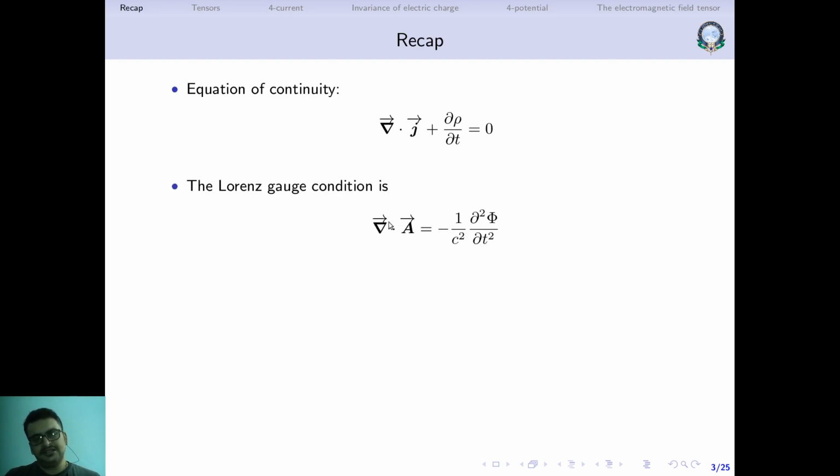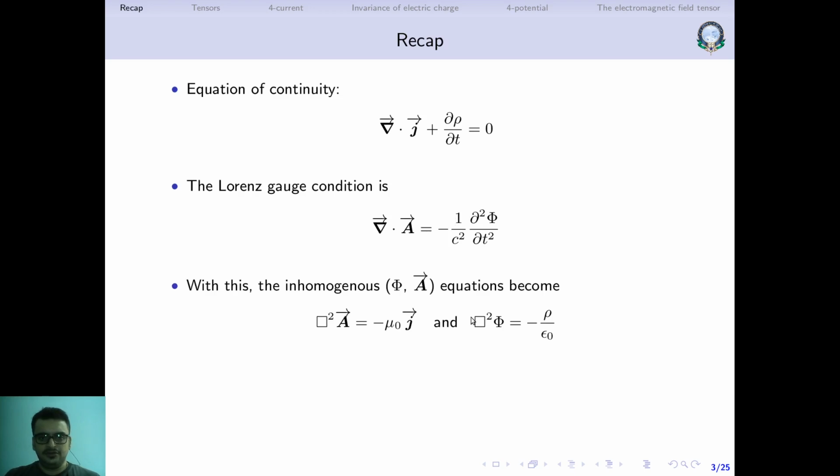Then we have the Lorentz gauge condition. You can refer to my lecture on gauge invariance. This Lorentz gauge condition helps us to simplify the inhomogeneous potential equations and write them like this, which in the static case give us simply the Poisson equation. This is known as the box operator, or the D'Alembert operator. It's a four-dimensional second partial derivative operator. So it contains your x, y, z second order partial derivatives, and it contains the time derivatives as well.